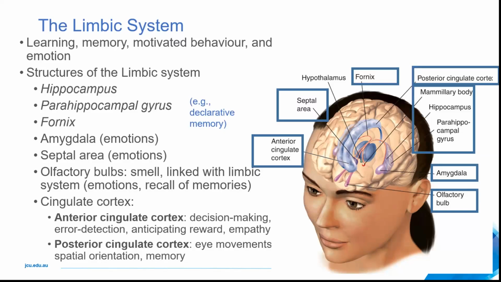And then the septal area, again, that's a very big nucleus involving learning, involving emotion regulation. Fornix as well, okay? The fornix is primarily involved in connecting our hippocampus to the surrounding regions of the medial temporal lobe.